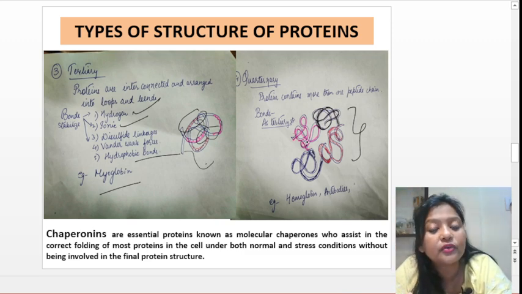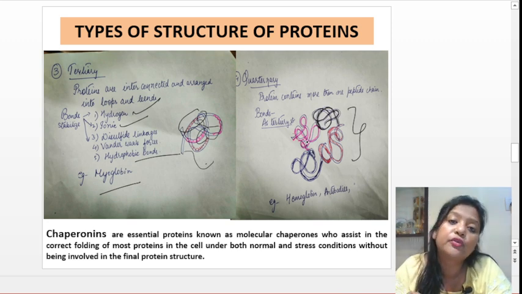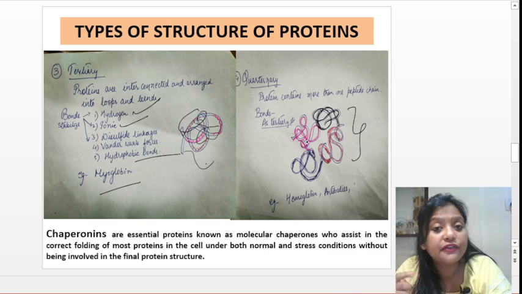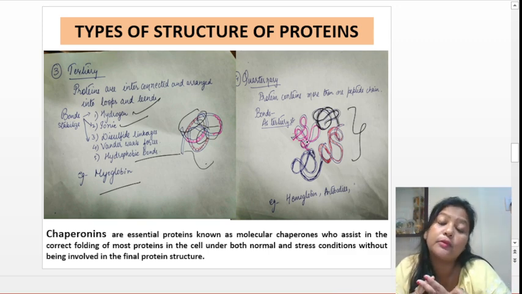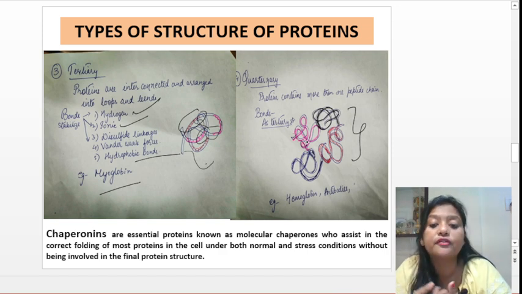What are the bonds present here? The bonds are just similar to those of the tertiary ones. Hydrogen bonds are here, ionic bonds are here, then disulfide linkages, van der Waals, and hydrophobic. All these bonds are also present and stabilizing the quaternary structures.